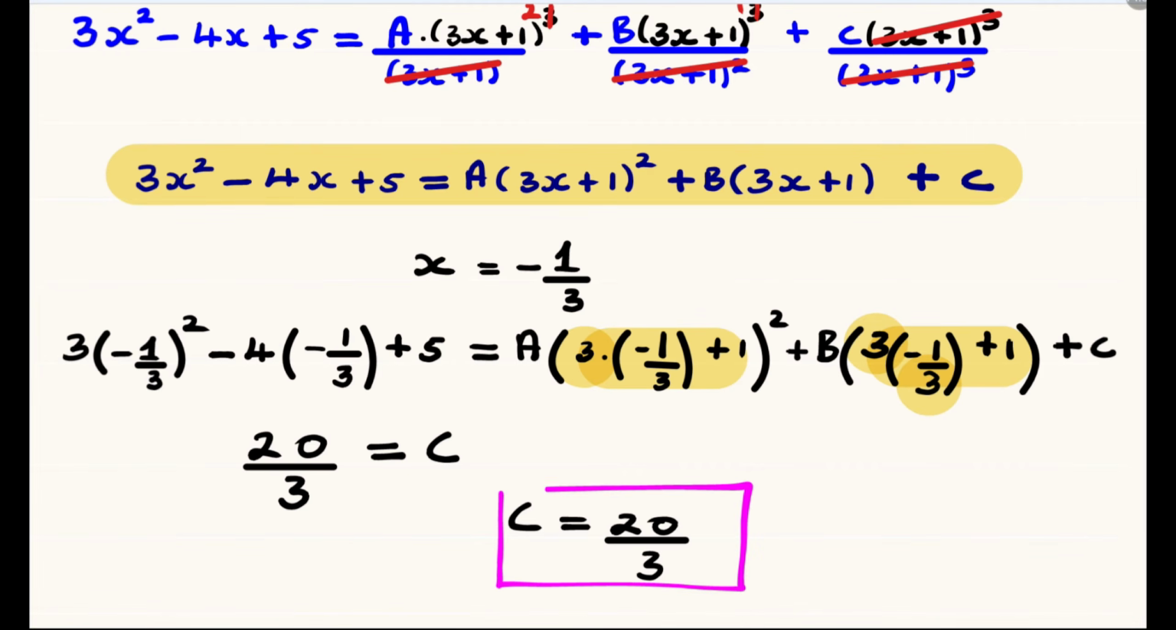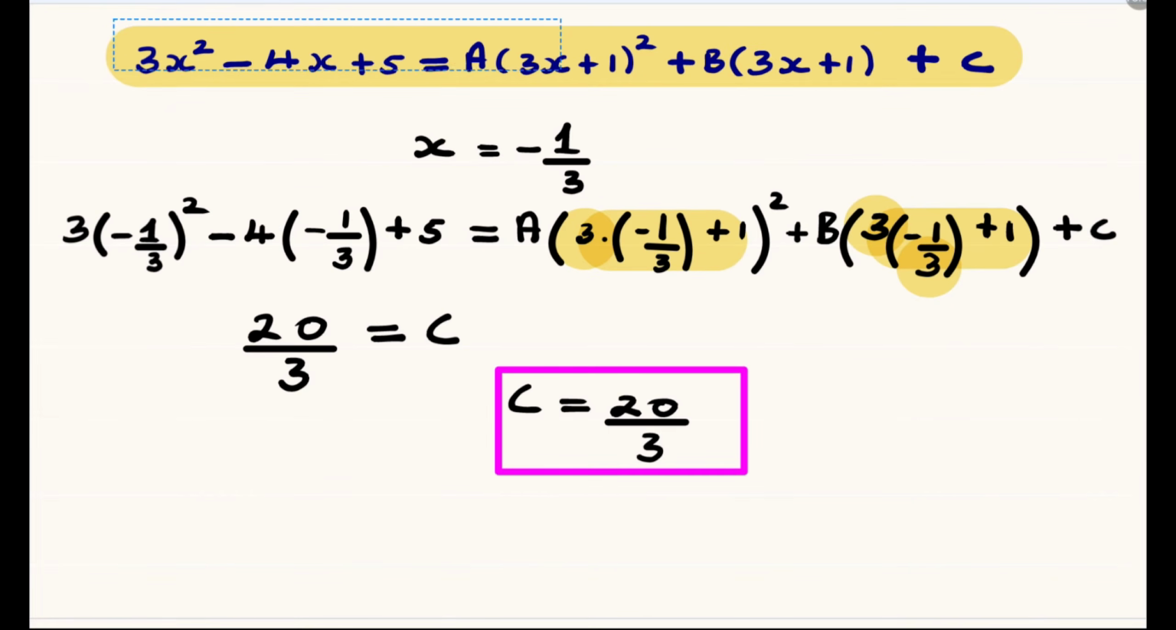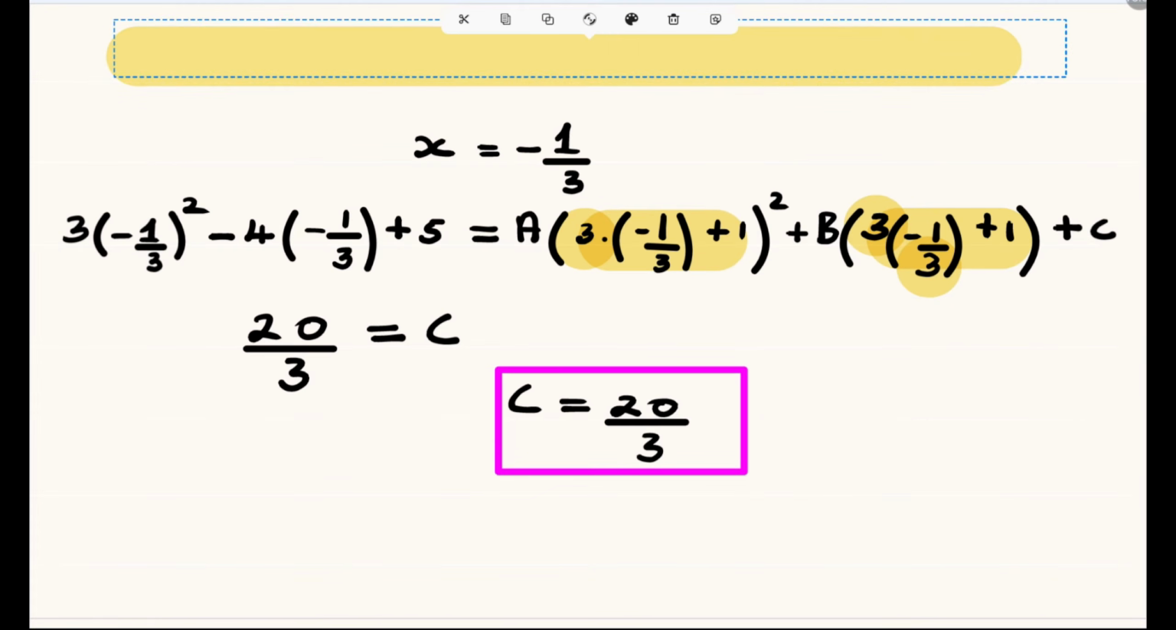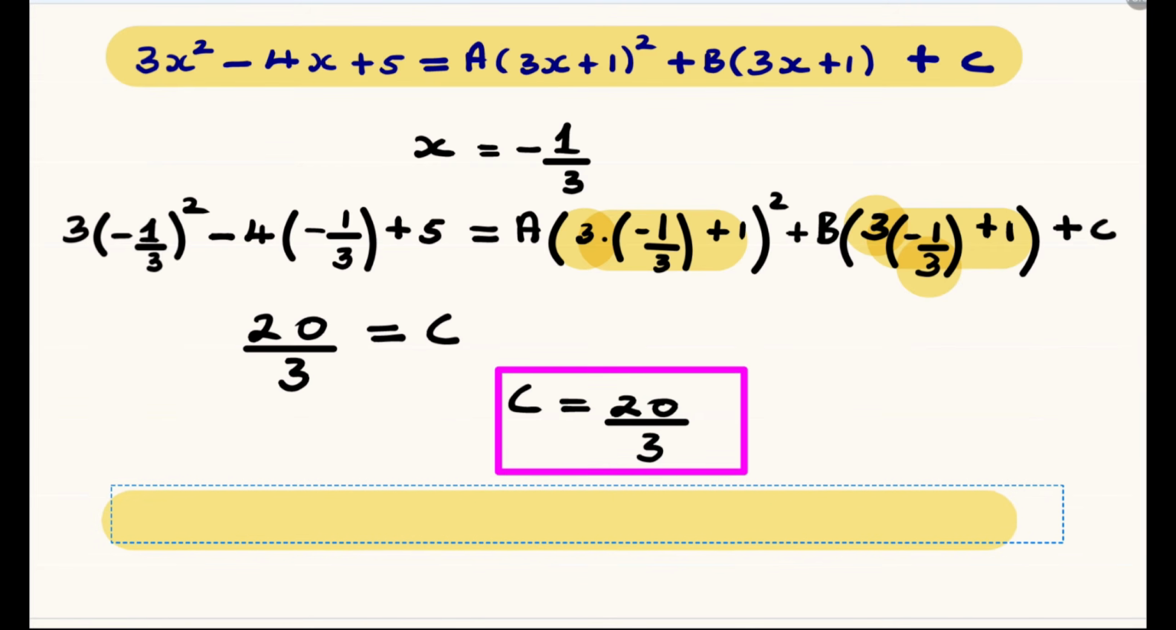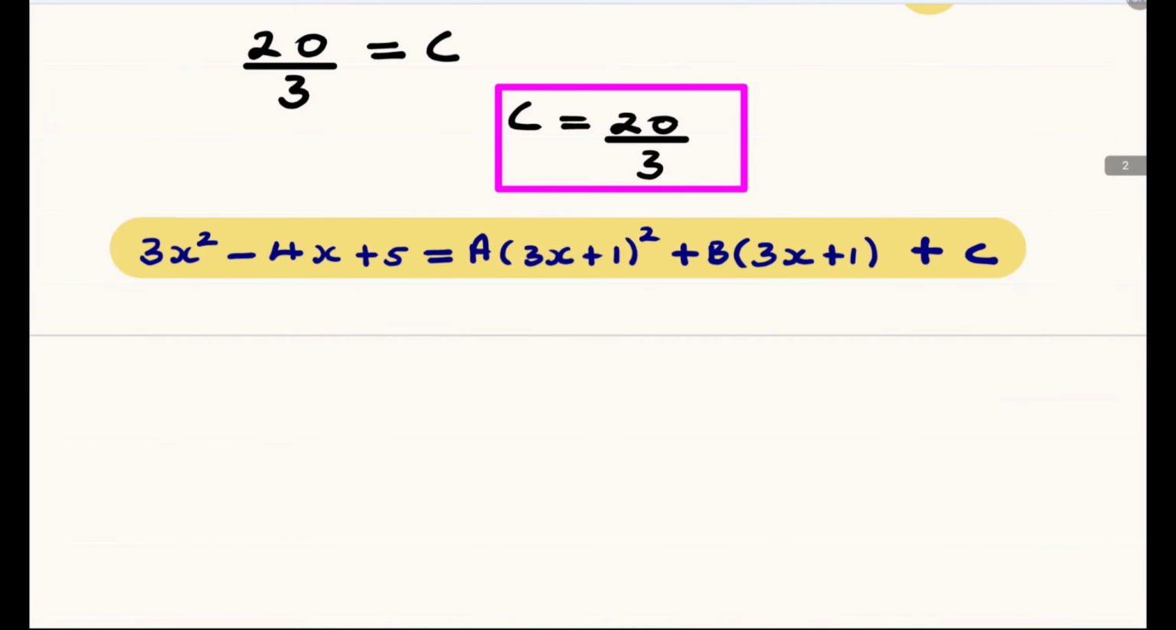Now we have to determine a and b. We can be strategic and choose numbers which are small. So we can choose x equals 0. And when we choose x equals 0, any number multiplied by 0 will be equal to 0. So on the left hand side, since we chose x to be 0, we have 5, which will be equal to a into 3 multiplied by 0, which is 0.